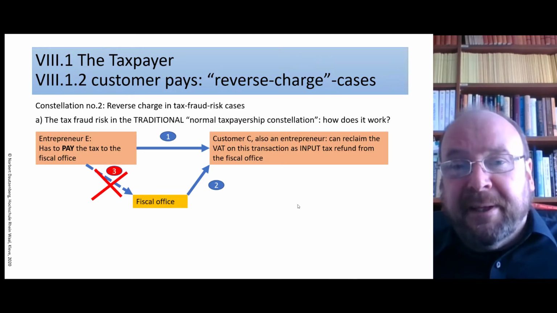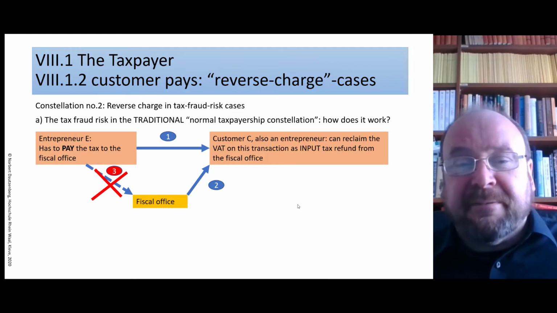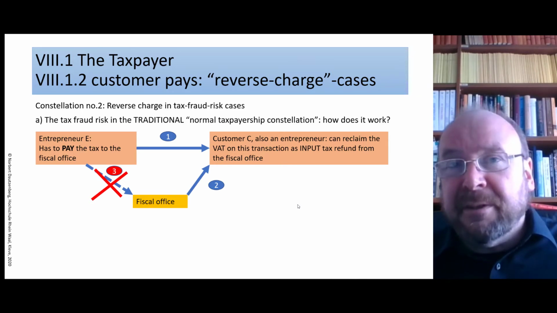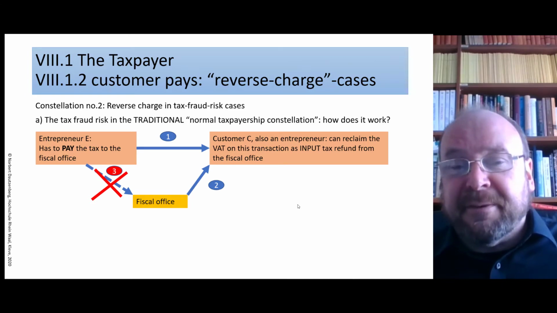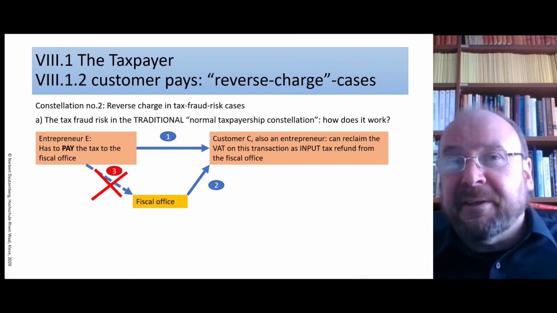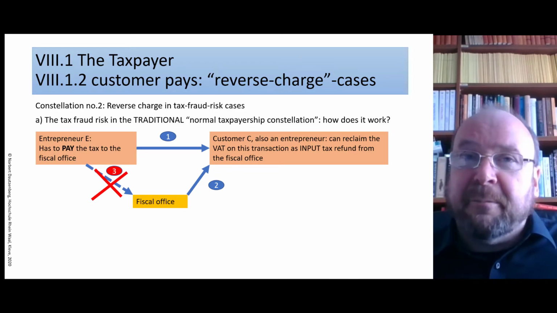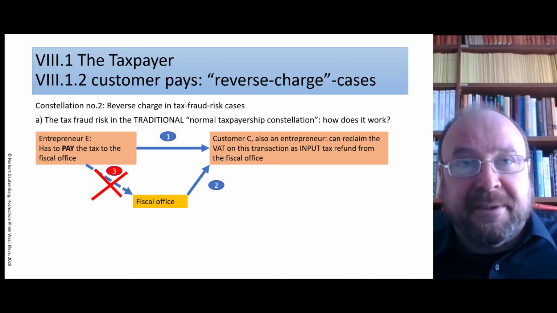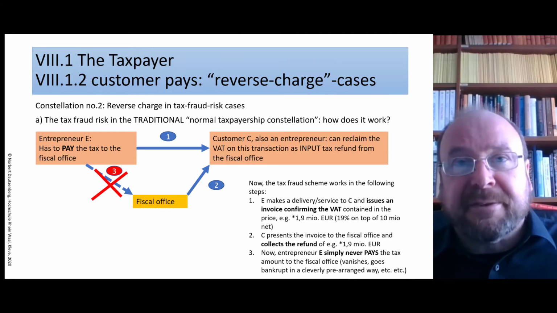Entrepreneur E never paid. And if that was a prearranged scheme, then it's a very clever tax fraud scheme, because this way, let's say 1.9 million input tax were refunded to C, which never were collected by the fiscal authorities. And if now E and C afterwards leave the country and go to a very foreign country and live a happy life there with the 1.9 million which they tricked out of the fiscal authorities, that would be bad. But this is how it works.